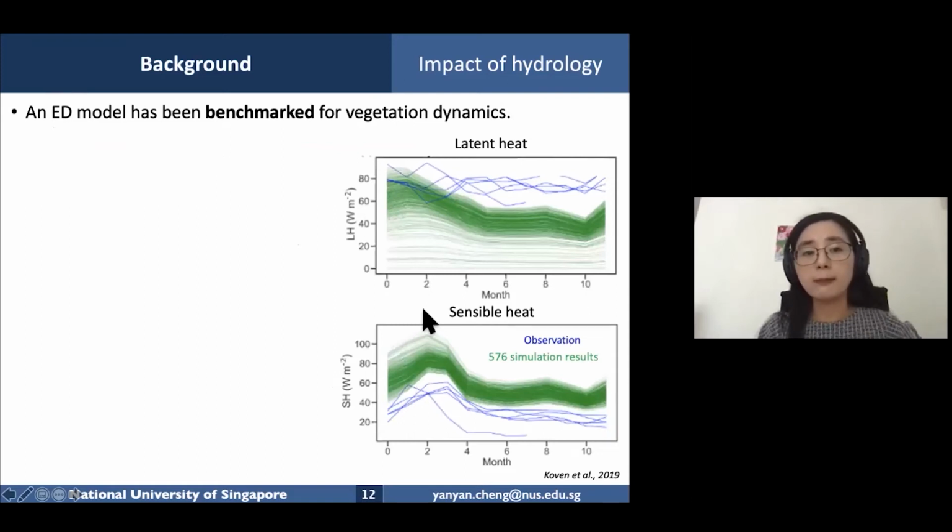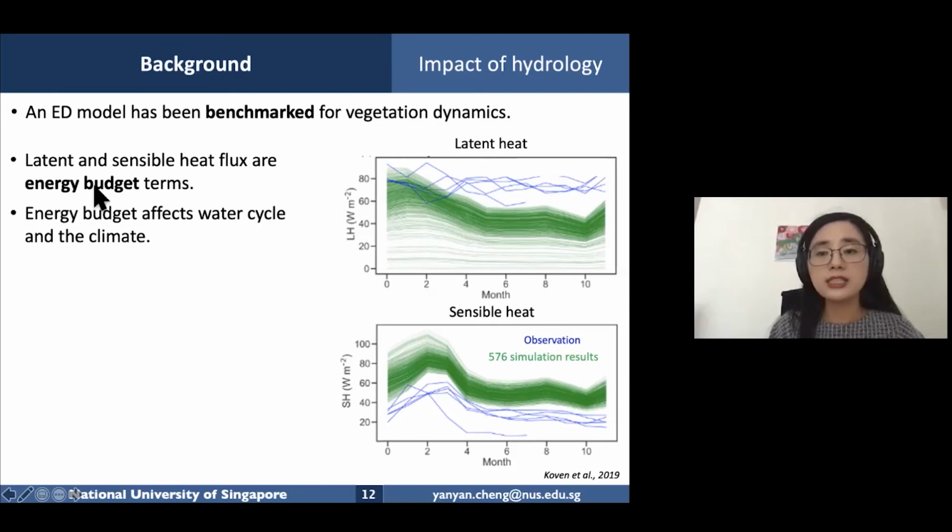So this is the benchmark results. The upper panel is for the latent heat, and the lower panel is for the sensible heat. This latent heat and the sensible heat are energy budget terms. The reason we are concerned about the simulation of this energy budget is because they affect the water cycle, and eventually they will feed back to the climate.